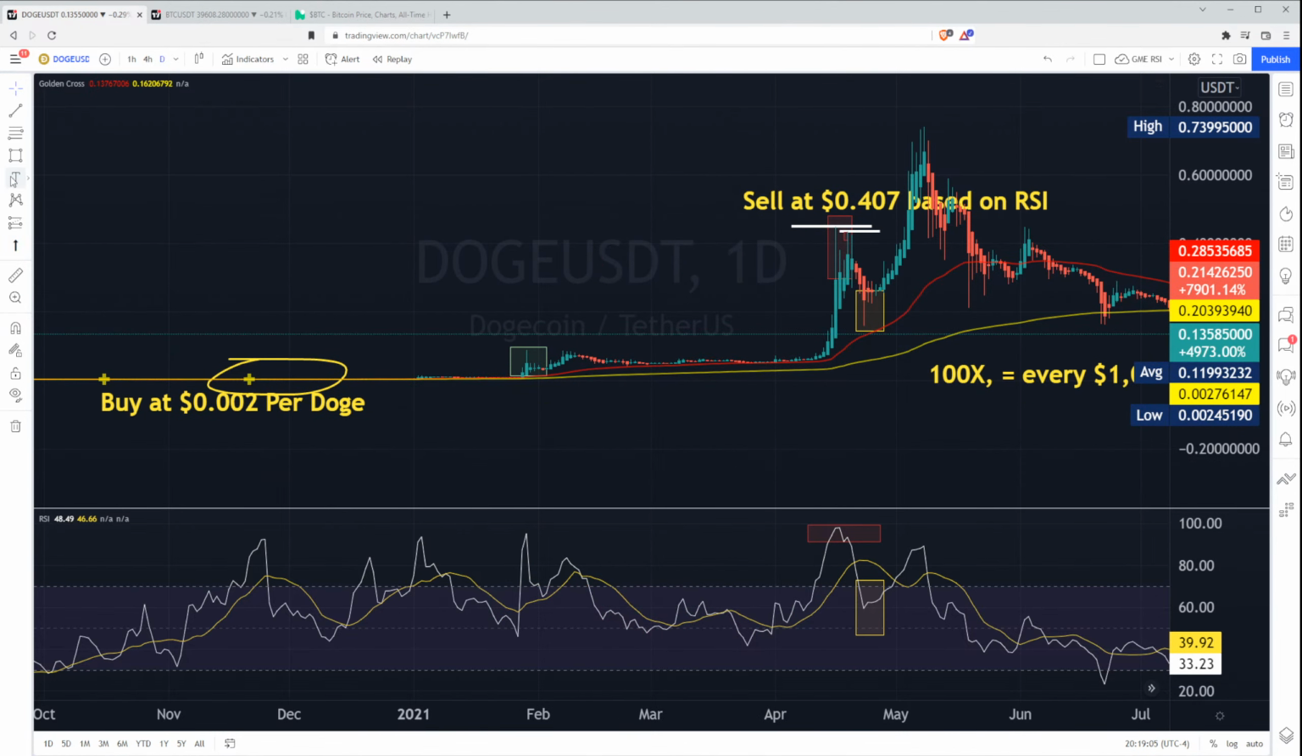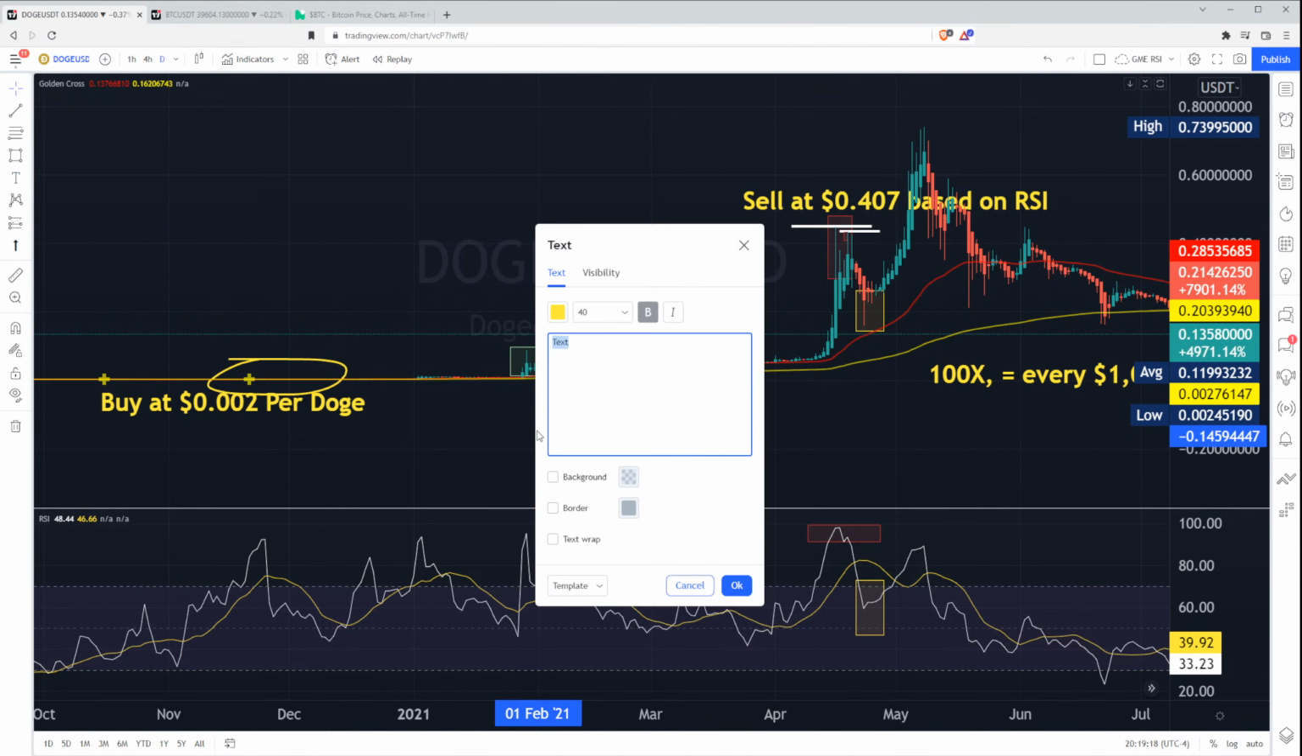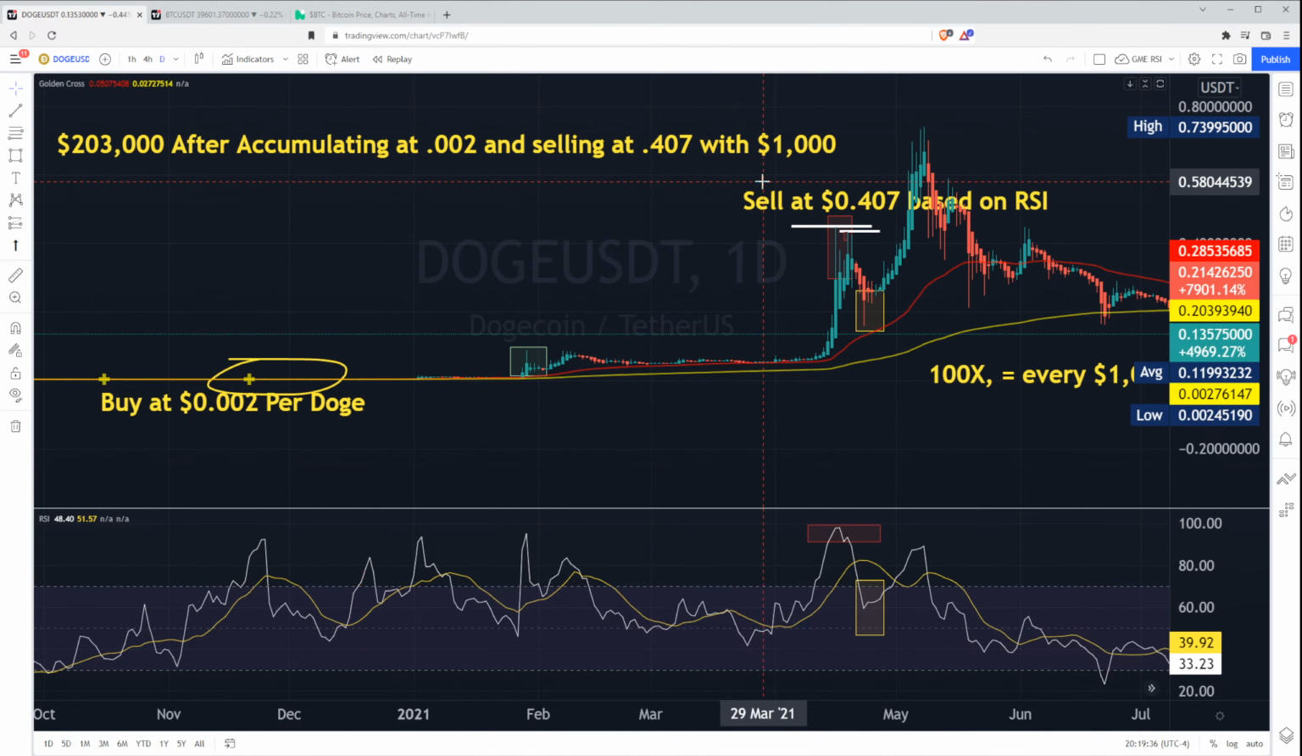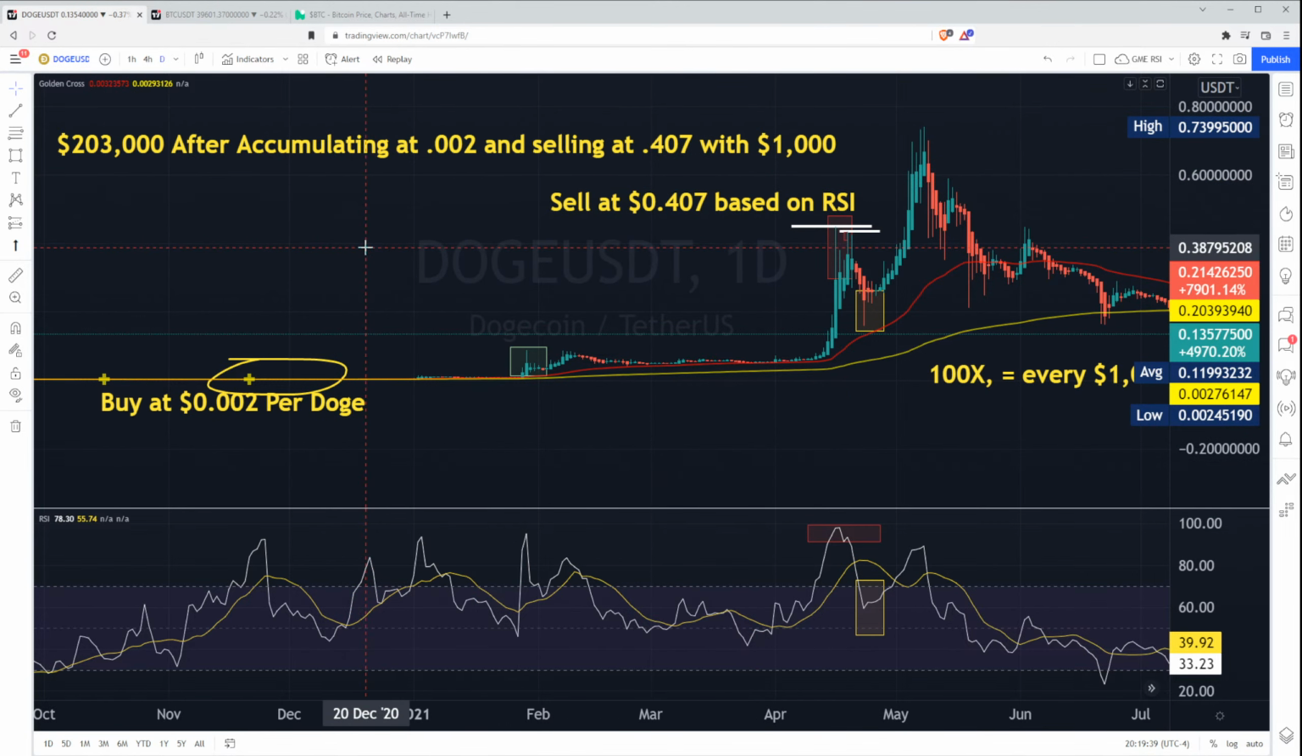So if you bought Doge right here at $1,000, you would have 500,000 Doge, and then you sold that 500,000 Doge at 40.7 cents. That'd be $203,000. So this is why it's very important to use indicators. Now, it's not going to work on all the charts. Some cryptos are early, some don't work.